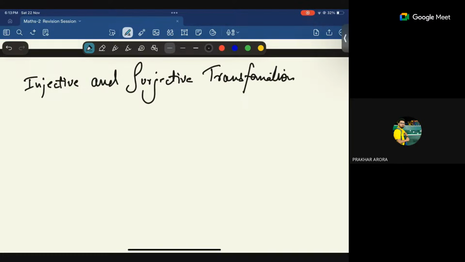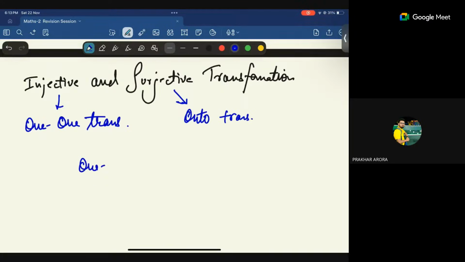Okay, these are just fancy names. Injective means one-one transformations. Surjective means onto transformations. And one-one plus onto is called bijective transformations.